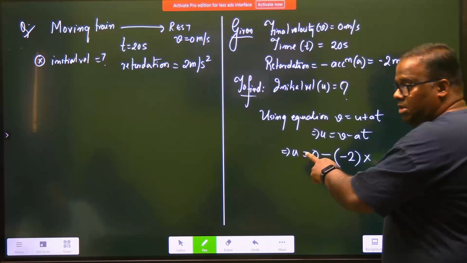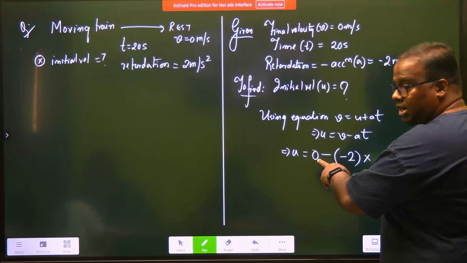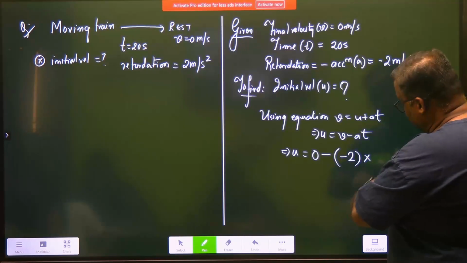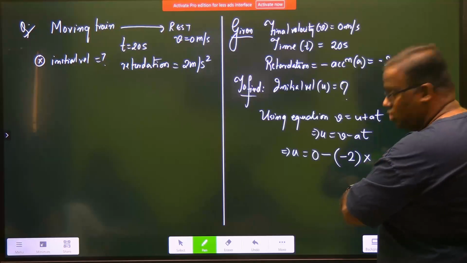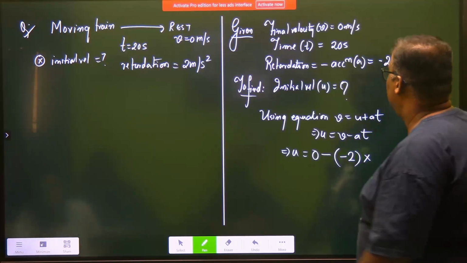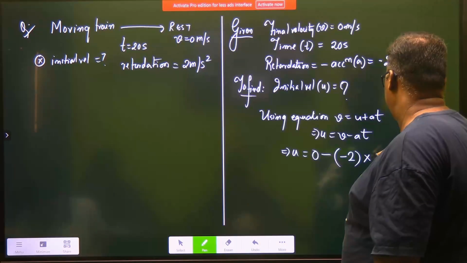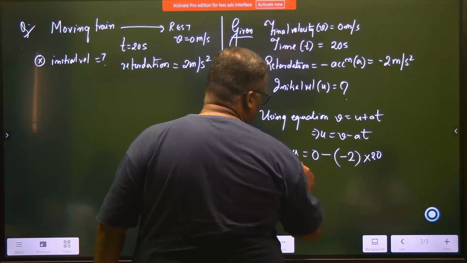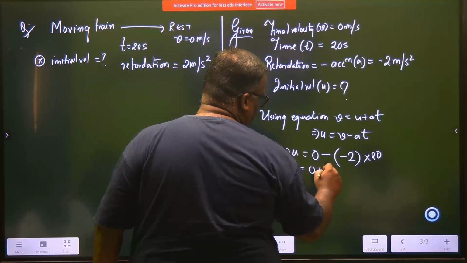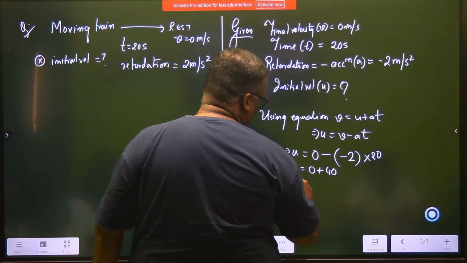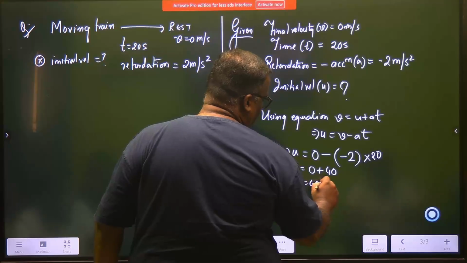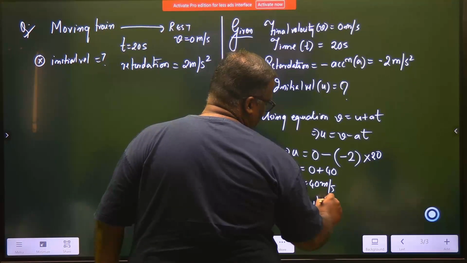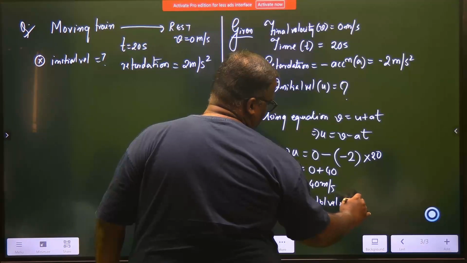This answer should come in meters per second. This is meters per second, and this should also be meters per second. This is meters per second square multiplied by a second, so seconds square cancels, and it is also meters per second. The value of t is 20. So u is equal to 0 plus 40, u is equal to 40 meters per second. Therefore, initial velocity is equal to 40 meters per second.